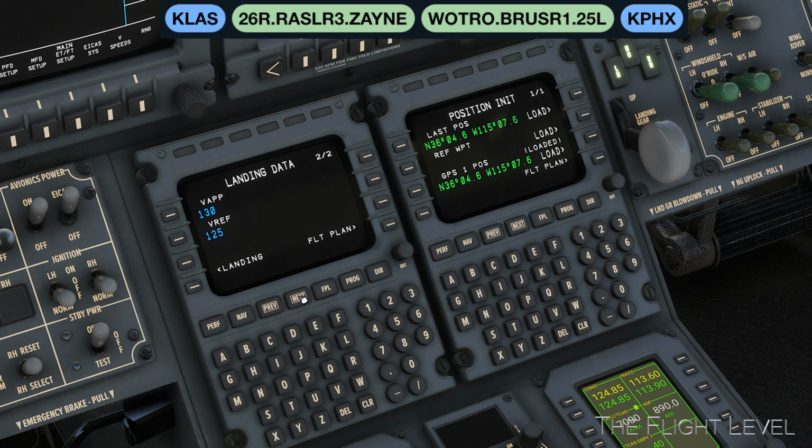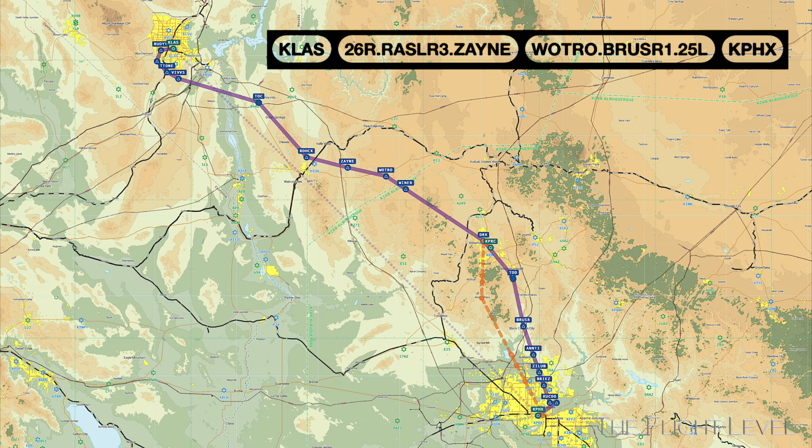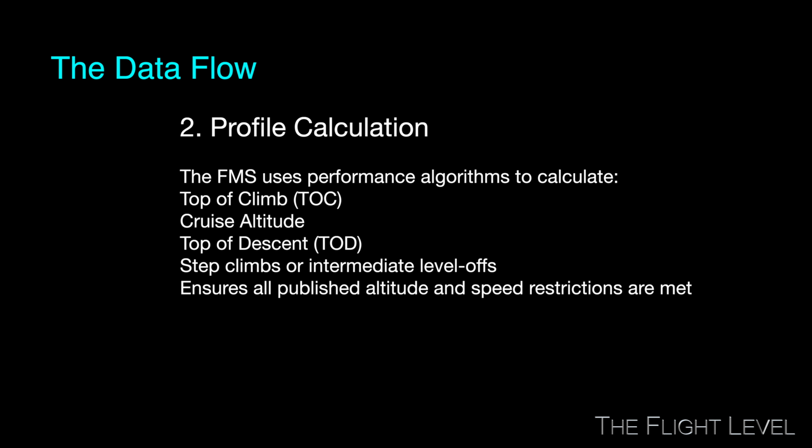Check our approach and VREF speeds for landing. Here is our calculated flight from Vegas to Phoenix, covering 263 nautical miles. The flight is about 40 minutes. The data flow. Number 2, profile calculation.